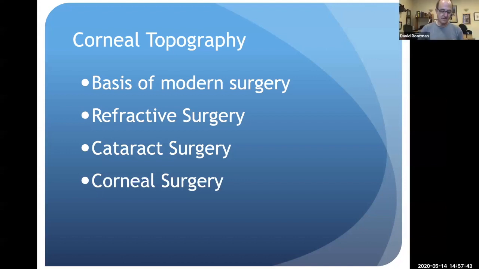Okay, great. All right. If you didn't understand that, then please email me and I'll try and expand on it further. But it gives us the reading of the entire optical system. So not every topographer does that.